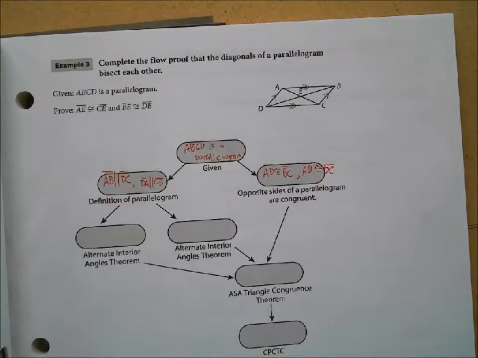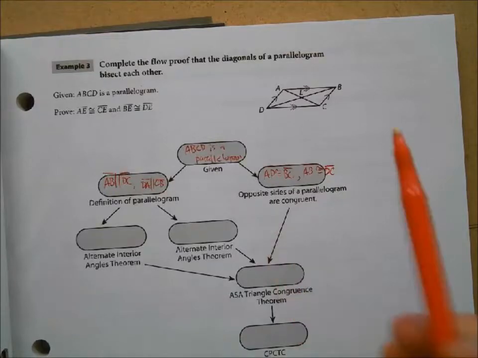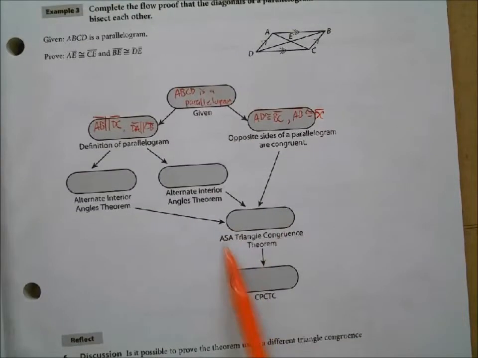Okay. Now we have a lot of alternate interior angles here that we could indicate. So let's focus here. We have two pairs of triangles that we could prove congruent. We have two pairs of triangles we could do that with.